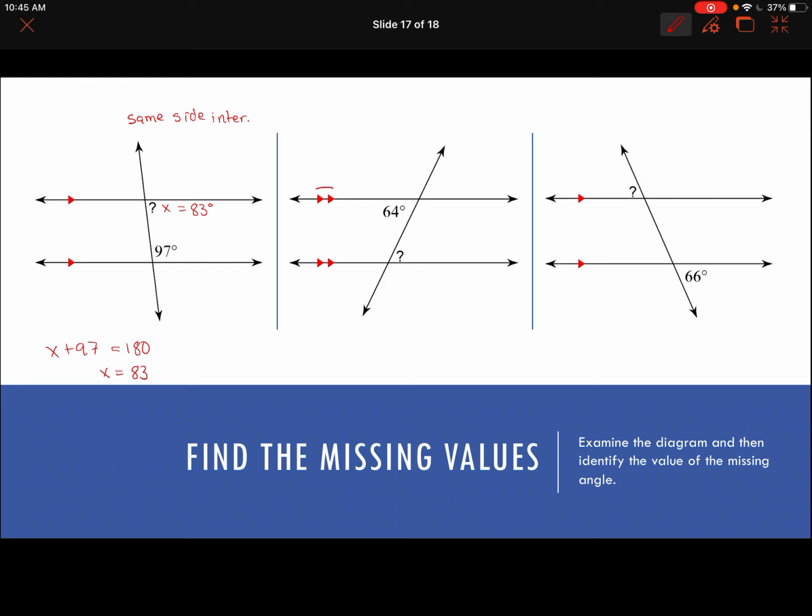For the next one, we know the lines are parallel because we have the same number of arrow markings. So in this case, we have alternate interior angles, and alternate interior angles are congruent. So that means our missing angle is also 64 degrees.